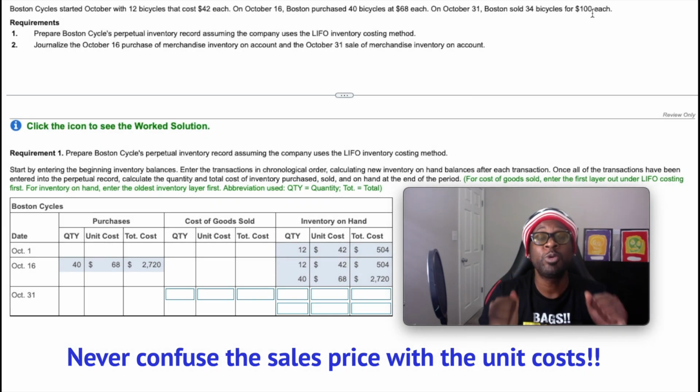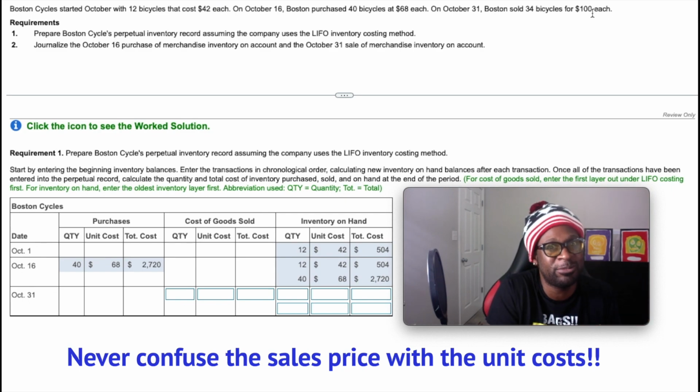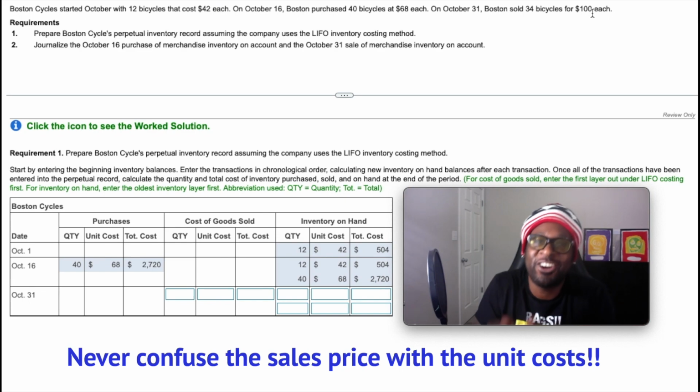Why? Because we are dealing with costing methods. We want to know how much the units cost us. That $100 simply reflects how much we sold the units for, i.e. the selling price or the revenue that was earned. That has no relevance to the computation of calculating the cost of our goods sold or the cost of the goods that we have left in inventory.